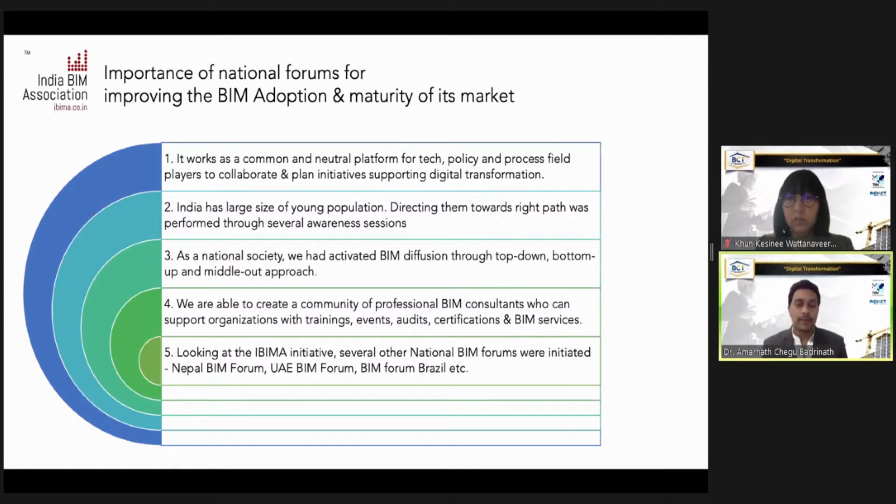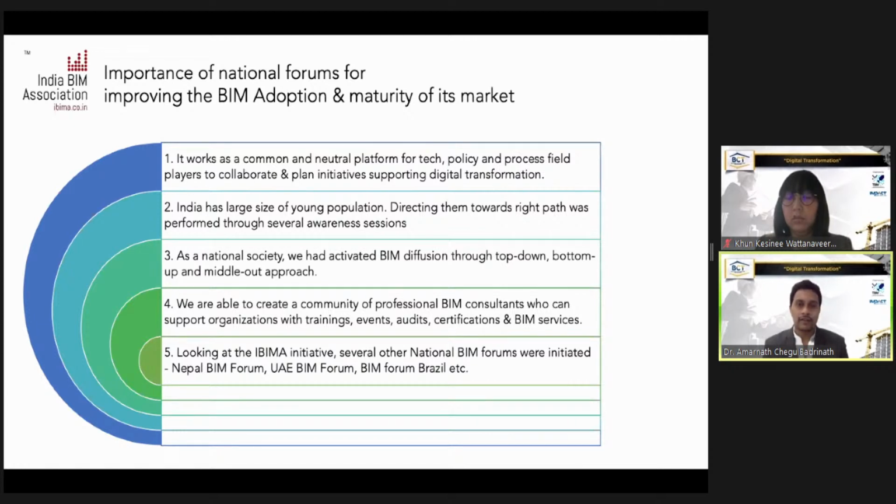And in coming days, we're also working on the global forum initiatives, where we can bring in all the forums and come together to support each other in terms of developments and growth. And when you have such forums, it works as a common and neutral platform for tech, policy, and process field players to collaborate and plan initiatives supporting digital transformation.